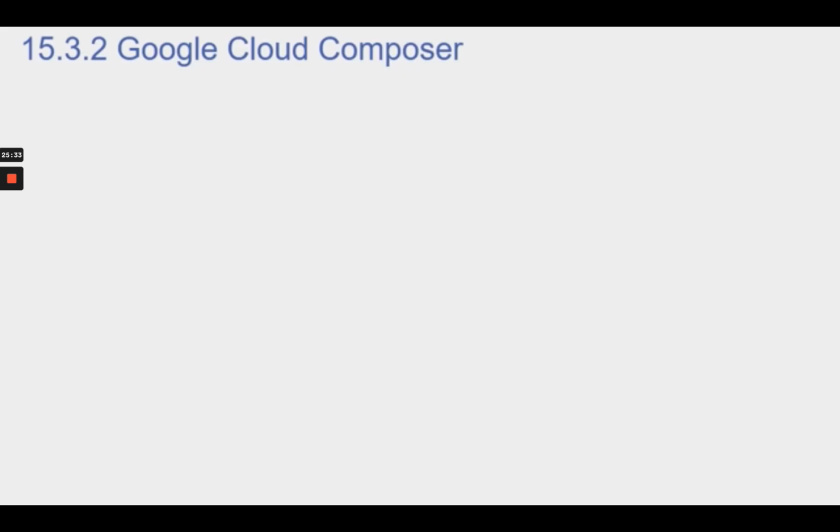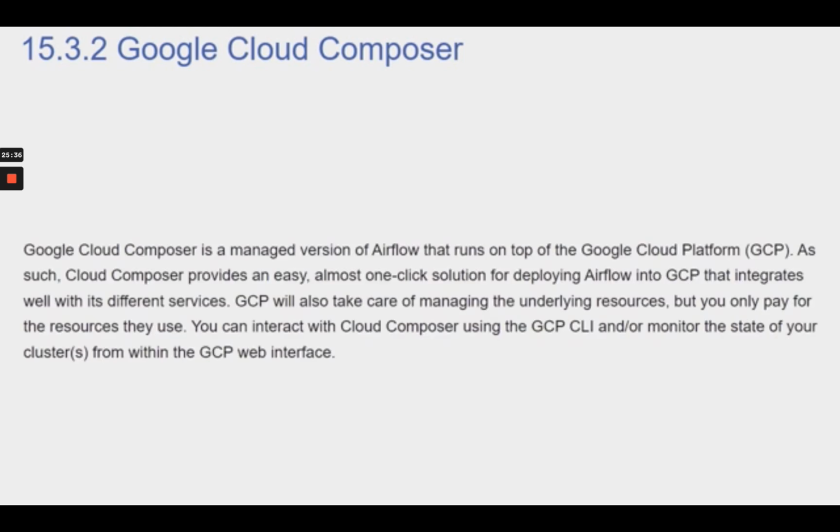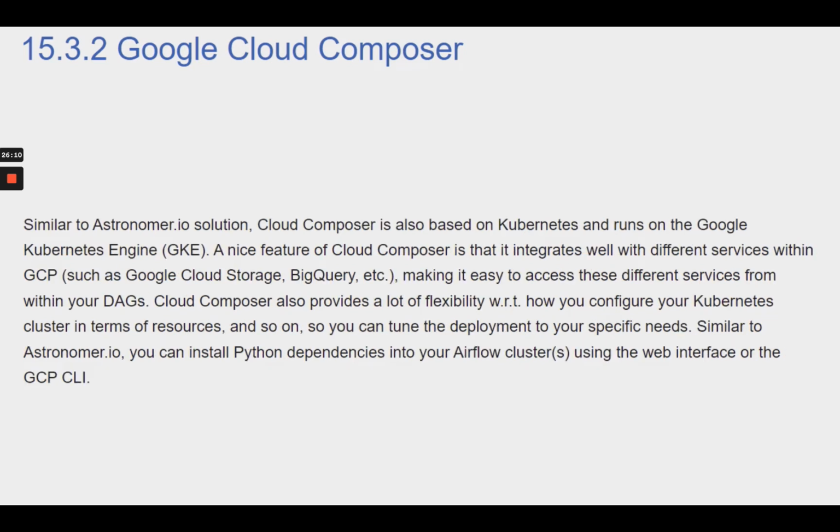Section 15.3.2 Google Cloud Composer. Google Cloud Composer is a managed version of Airflow that runs on top of the Google Cloud Platform, GCP. As such, Cloud Composer provides an easy, almost one-click solution for deploying Airflow into GCP that integrates well with its different services. GCP will also take care of managing the underlying resources, but you only pay for the resources you use. You can interact with Cloud Composer using the GCP CLI and/or monitor the state of your cluster or clusters from within the GCP web interface.